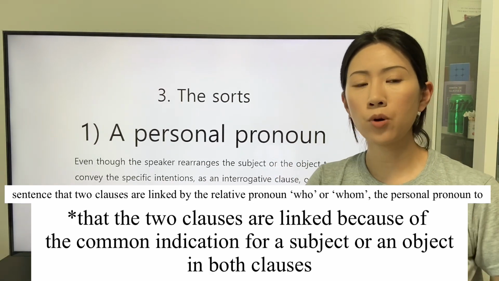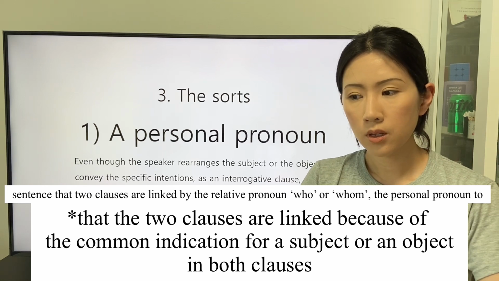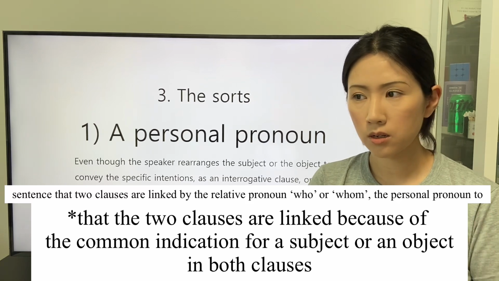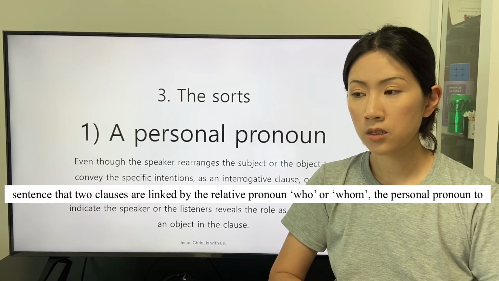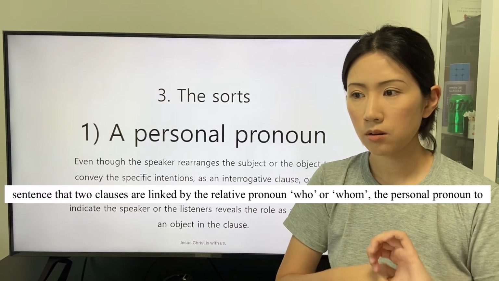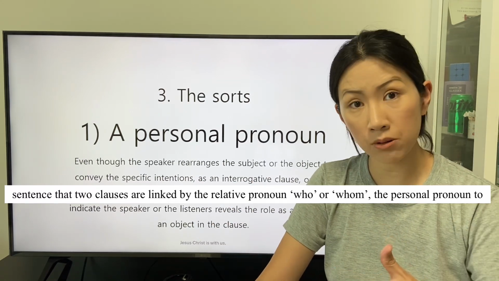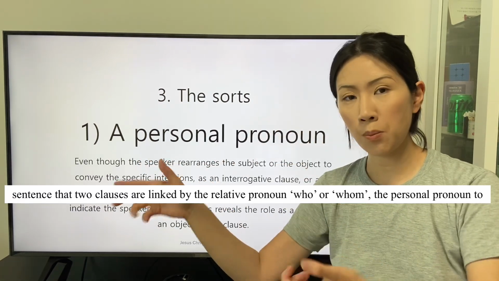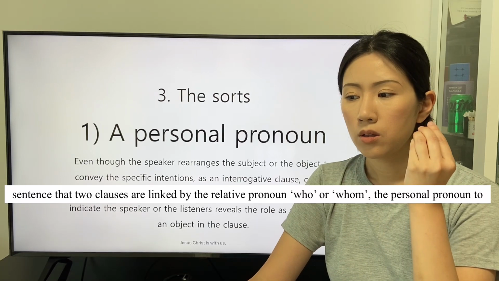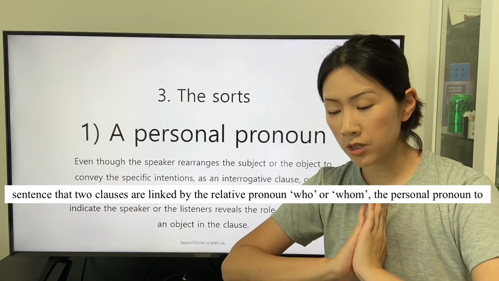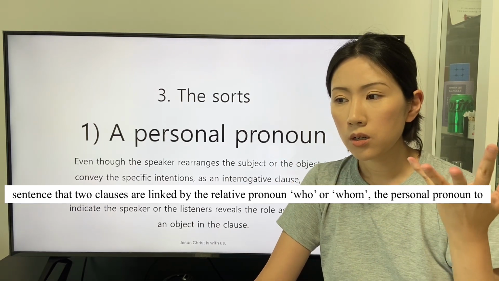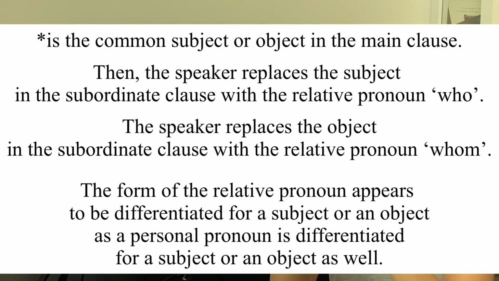A sentence that the two clauses are linked because of the common indication for a subject or an object in both clauses is mediated by a relative pronoun that replaces a subject or an object in the subordinate clause. In the subordinate clause, a subject or an object can be indicated by a personal pronoun that is the common subject or object in the main clause.